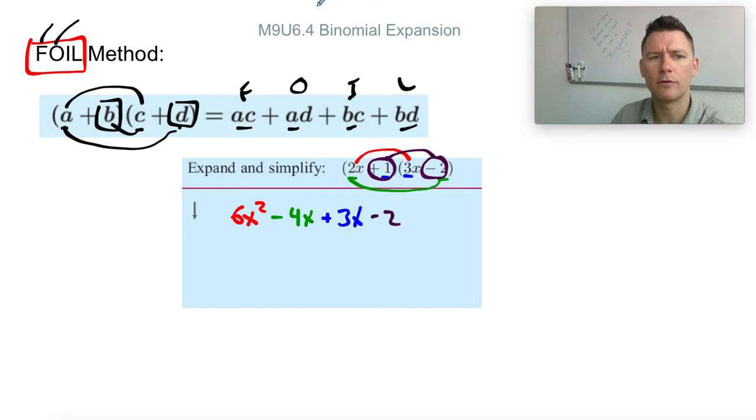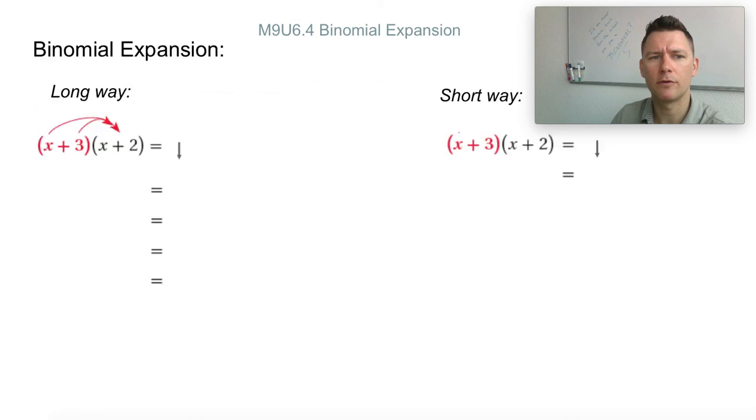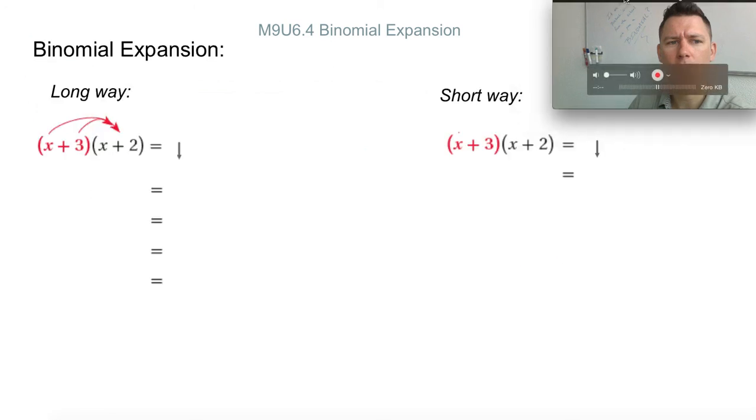And then clean it up, right? So 6x squared, and negative 4x plus 3x, so negative 1x, or just negative x if you like, and minus 2. Great, there she is. All right, take that idea and check this out.